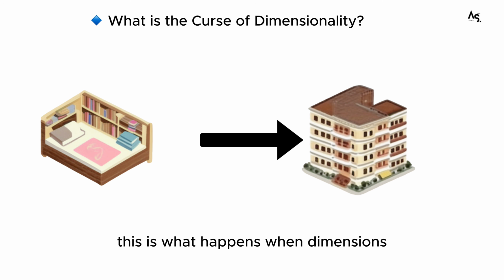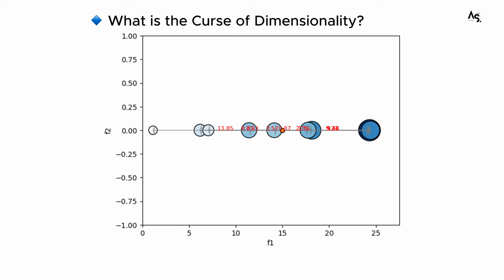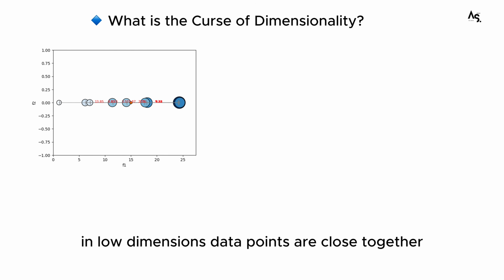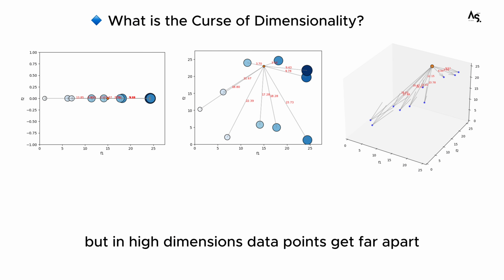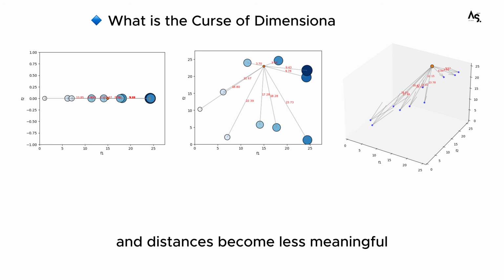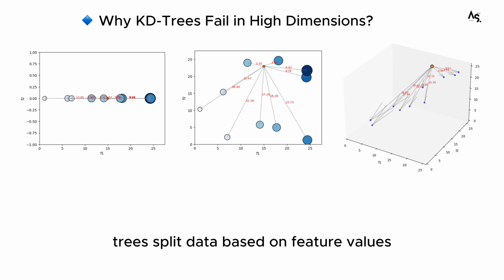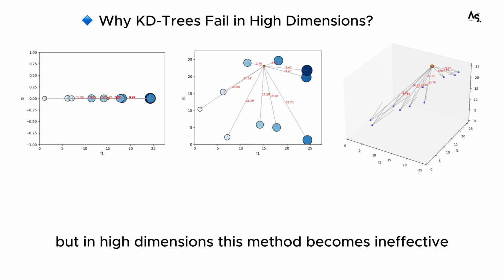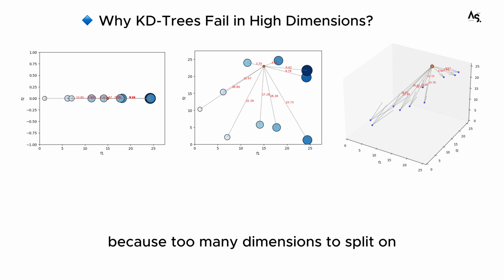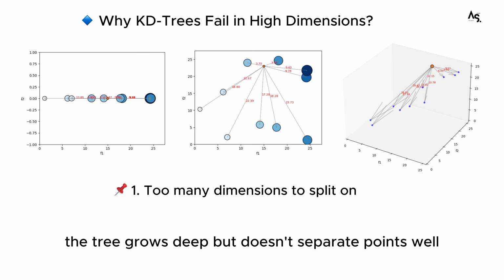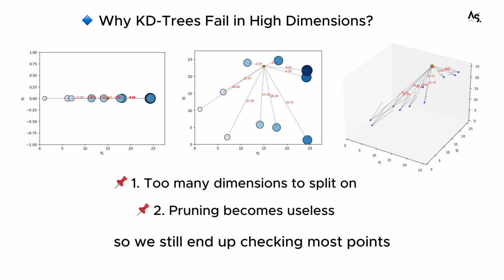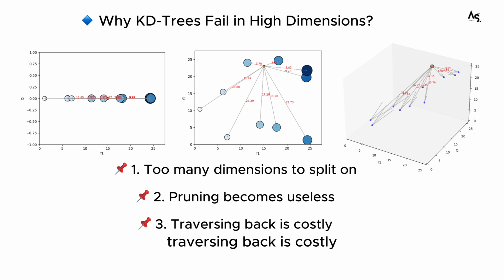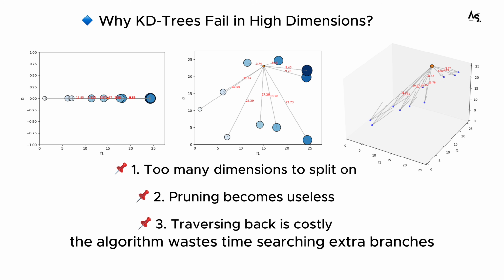This is what happens when dimensions, or features, increase in our dataset. In low dimensions, data points are close together, and finding the nearest neighbor is easy. But in high dimensions, data points get far apart, and distances become less meaningful. We learned that KD trees split data based on feature values, but in high dimensions, this method becomes ineffective because there are too many dimensions to split on. The tree grows deep but doesn't separate points well. Pruning becomes useless. Boundaries don't help much in high dimensions, so we still end up checking most points. Traversing back is costly. The algorithm wastes time searching extra branches.